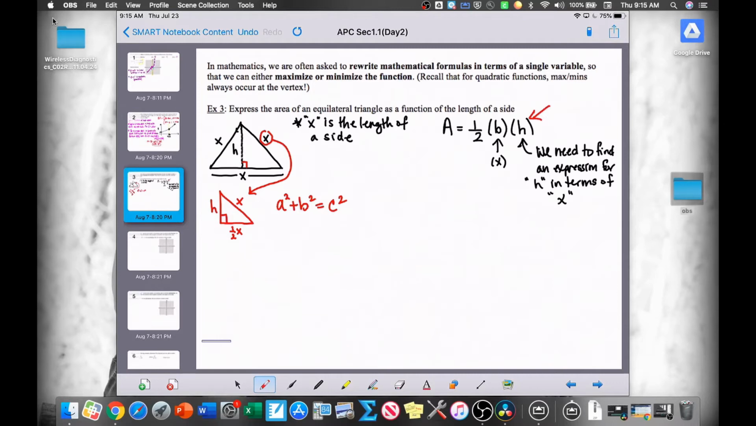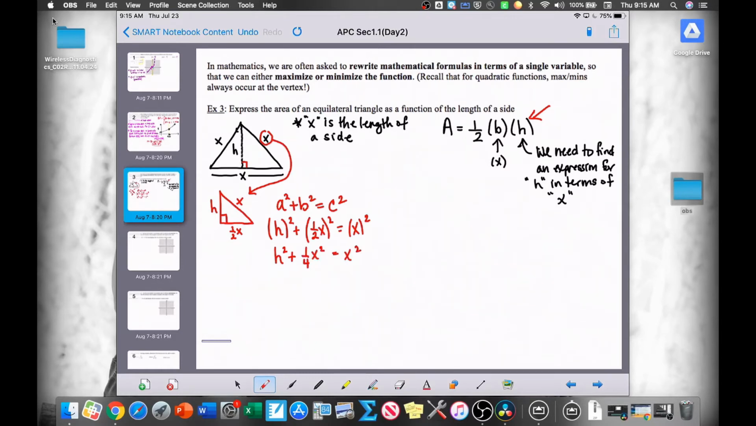Because that's what I'm looking for, is something where I can plug what h is equal to, but in terms of x. So it doesn't really matter which side you call a and b, so I will say that a is h, so this is going to be h squared plus, and b will be the base, so (1/2 x) squared is equal to the hypotenuse, which is x squared. And so now I do some simplifying. This is going to be h squared plus, when I square 1/2, I get 1/4, and then when I square x, I get x squared, and this is equal to x squared.